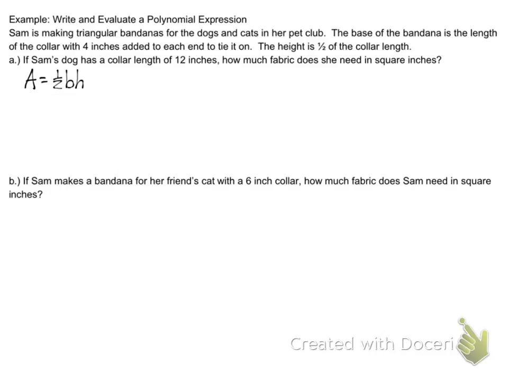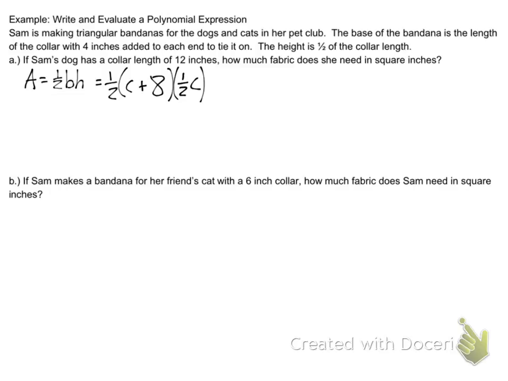So, could I base everything off of C? As in 1/2, not that big of a deal. 1/2's 1/2. But what's the base? It's the collar plus, not 4, it's 8 because there's 4 on each end. And then the height is not height, it's 1/2 of C. You guys now have a formula that we can plug in for C, and we would have an answer.